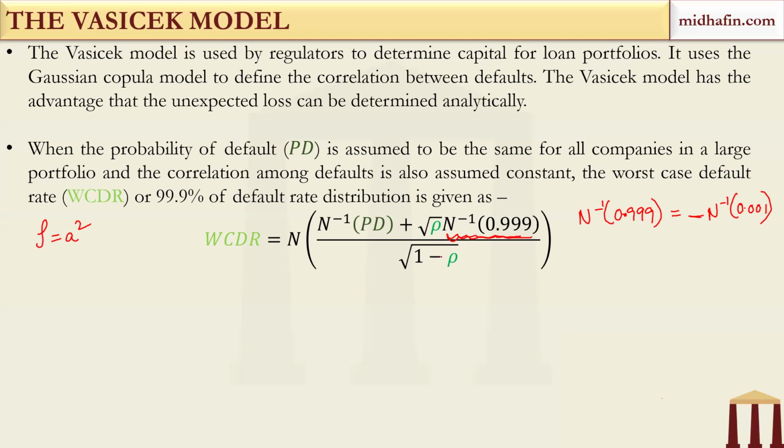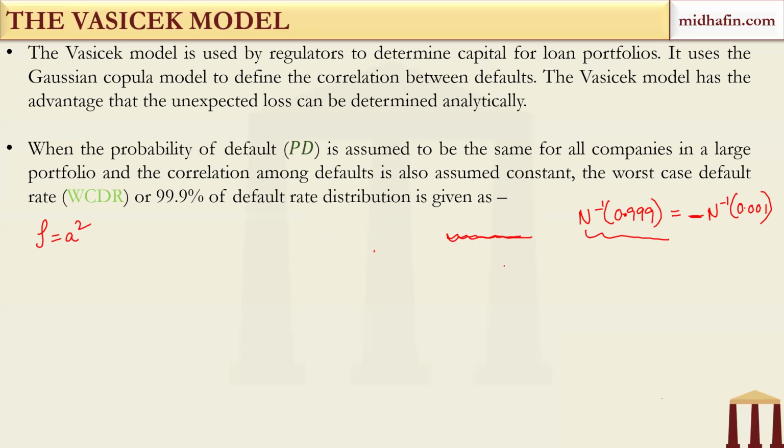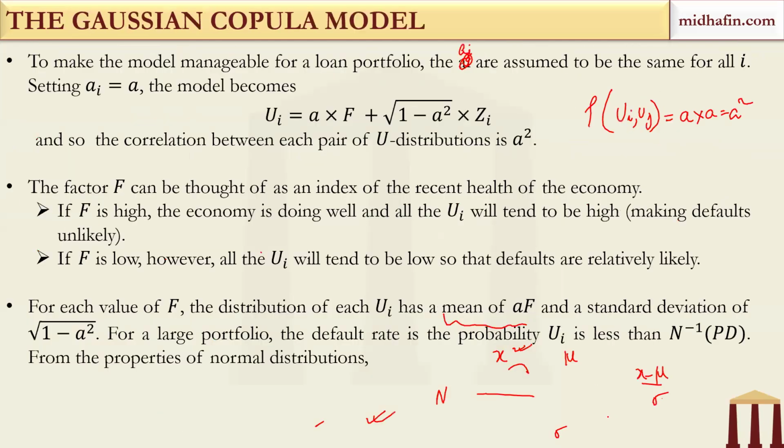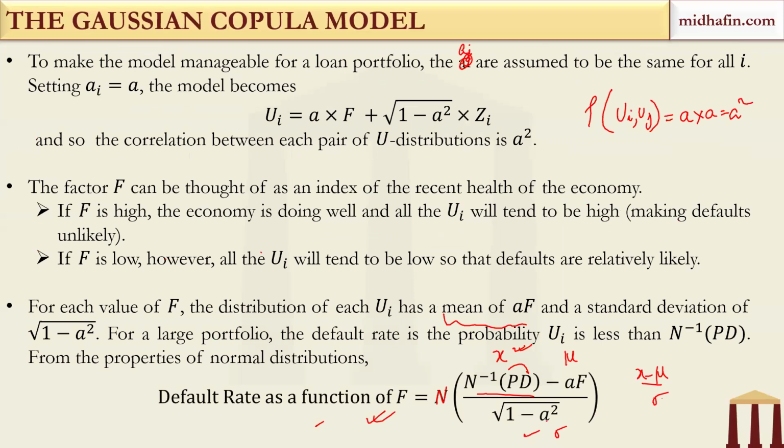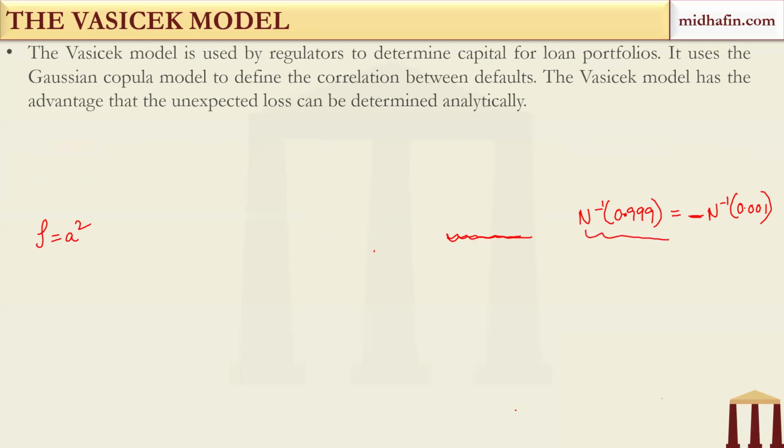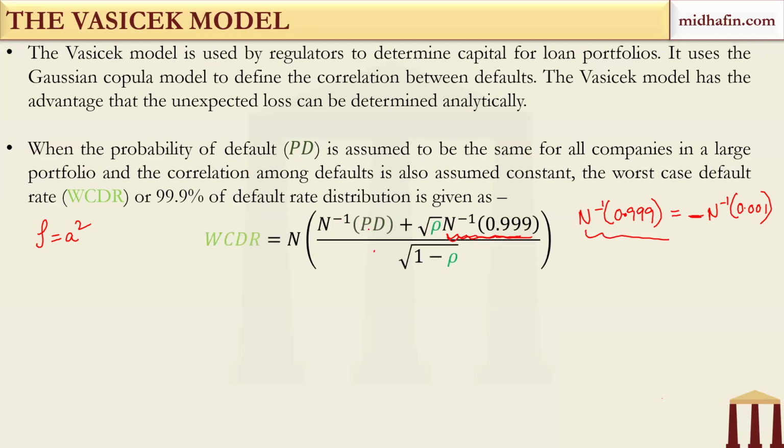N inverse 0.0001. Okay. But since the property is this, this negative sign was actually replaced by a positive sign. And everything else, if you see, is the same. This formula is actually the same. A square is rho. Okay. This is x. N inverse PD is x minus the mean divided by sigma.